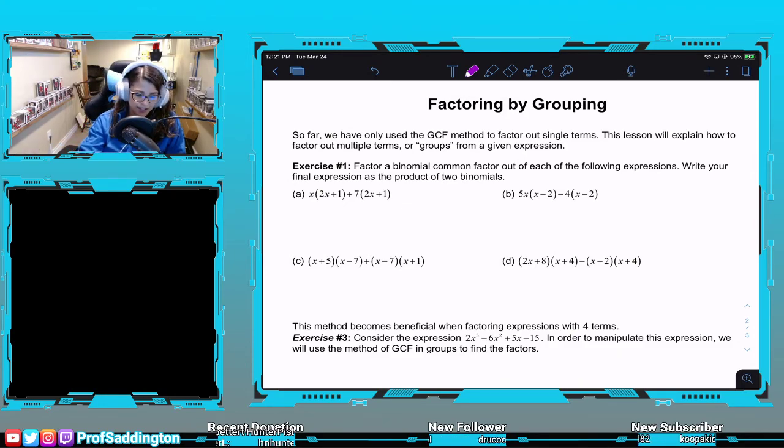All right. So factor by grouping is exactly as it sounds. We're going to factor some groups. Pretty cool. So far, we have only used the GCF method to factor out single terms. But here, we're going to factor out groups. Hence the name, factor by grouping.